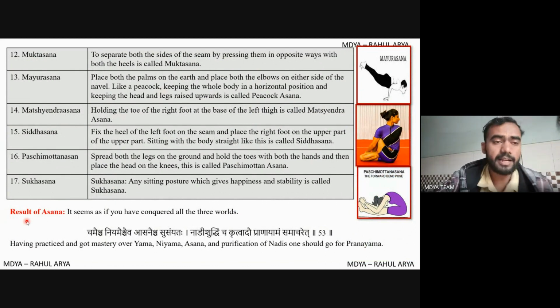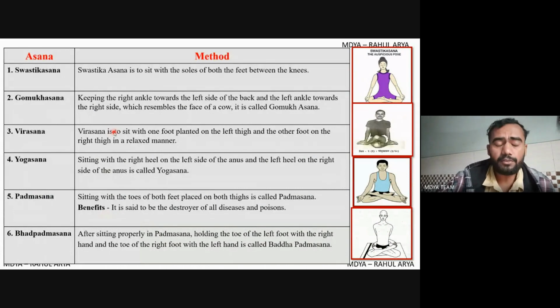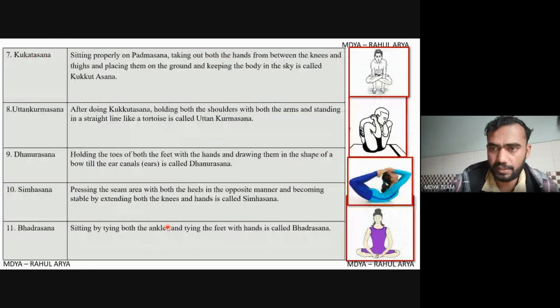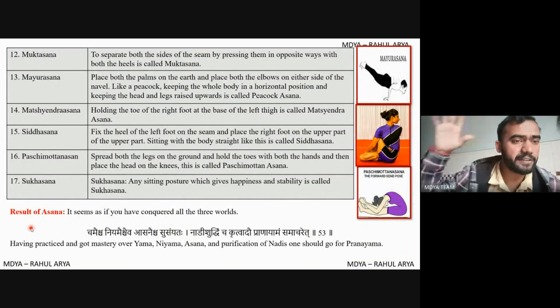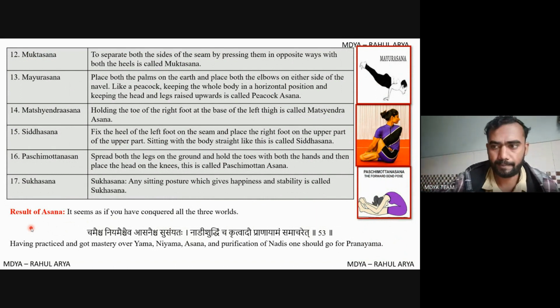Next, the result of the asanas. The result is that it seems as if you have conquered all the three worlds. Yes, it is important here. What are the major benefits? One more important thing: when you see all the asanas, you will get only the method. Only in the case of Padmasana will you see the benefit. It is said to be the destroyer of all disease and poison. Other asanas have only methods, no benefits there. Overall benefits are given after completing the 17 asanas, that is, it seems as if you have conquered all the three worlds. That is the overall asanas benefit.